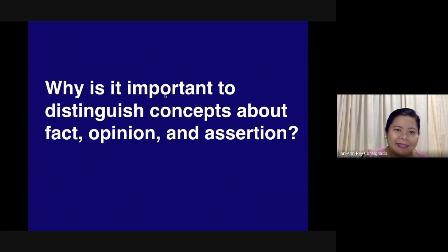Last question. Why is it important to distinguish concepts about fact, opinion, and assertion? I will repeat. Why is it important to distinguish concepts about fact, opinion, and assertion?